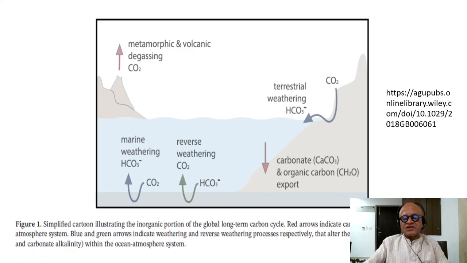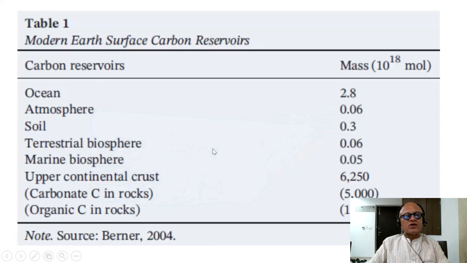So all these processes matter on longer time scales, as we mentioned in the previous podcasts. Silicate carbonate weathering cycles and how much happens on land versus how much happens in the ocean and so on are still estimates, but one can look at the estimates of modern Earth surface carbon reservoirs as well. I'll show a couple of ways in which we look at this. So this is in 10 to the 18 moles. I'm sure you are introduced to the concept of mole by now. So ocean has 2.8, atmosphere is tiny in terms of the reservoir size.